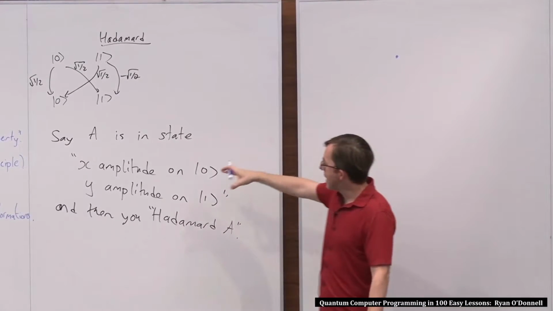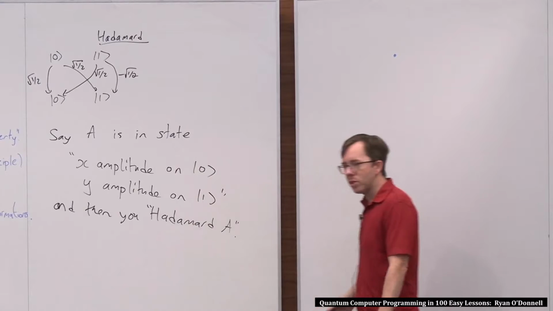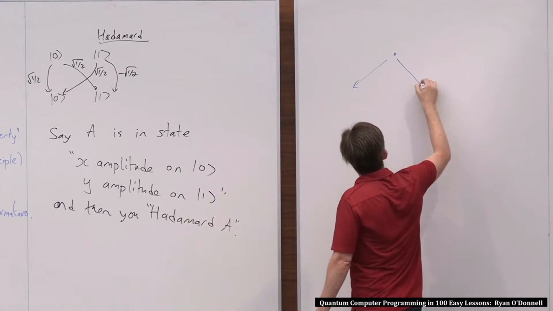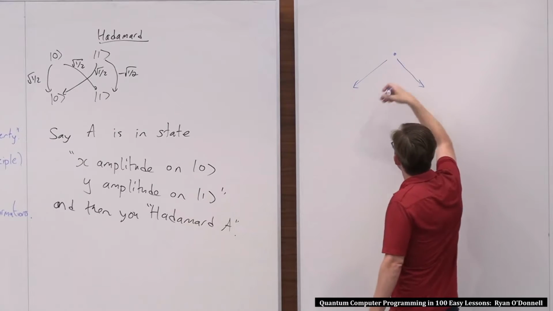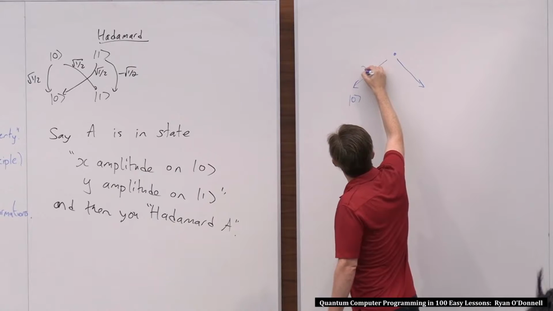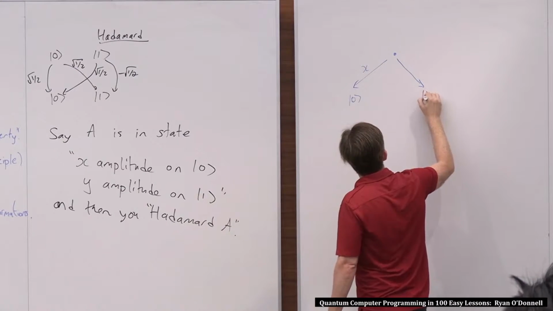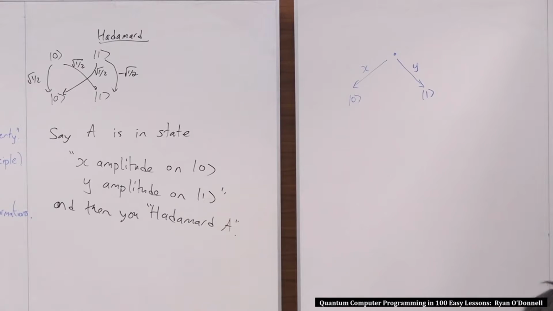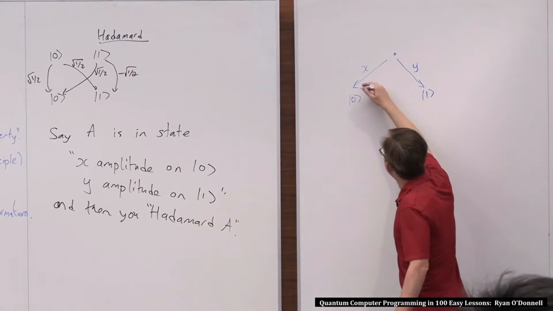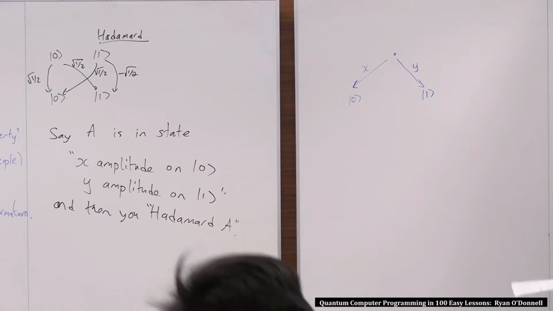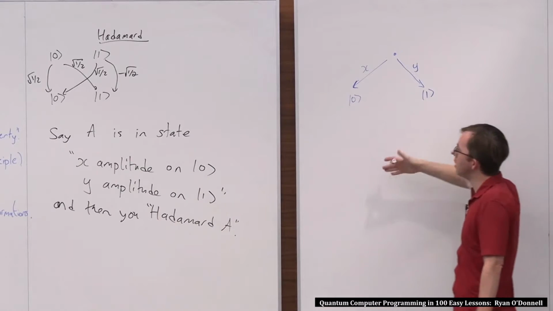So the incoming state is like x amplitude on 0 and y amplitude on 1. So basically, you can just pretend that there was some hypothetical amplitude tree up here that did some stuff and eventually got you to 0 with amplitude x and got you to 1 with amplitude y. Maybe you did some code and this was the end of it, but now we're going to add Hadamard on the end. So how do you add Hadamard on the end? Well, you just continue the tree.